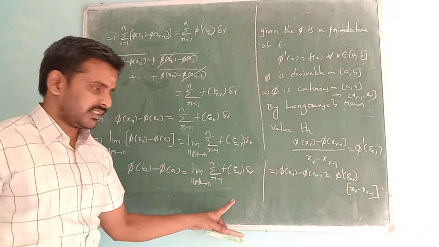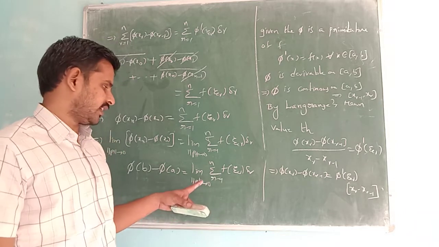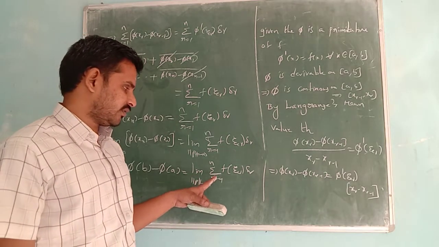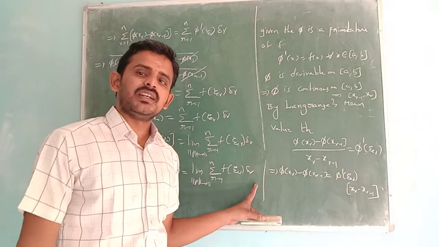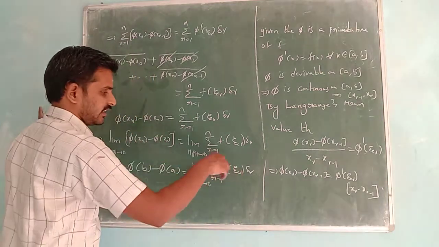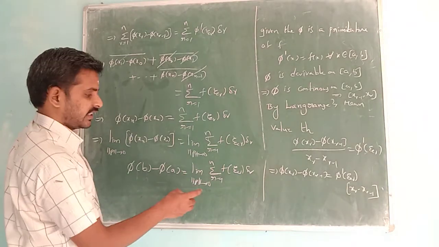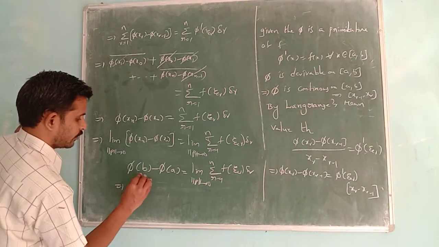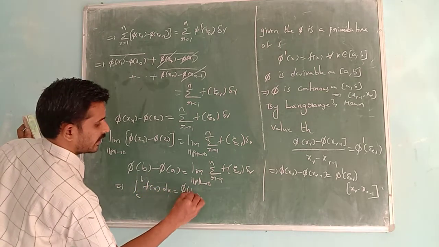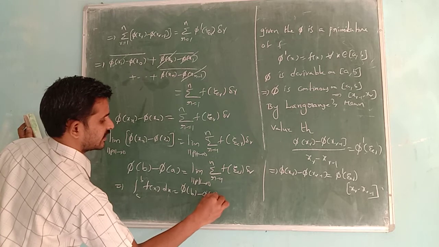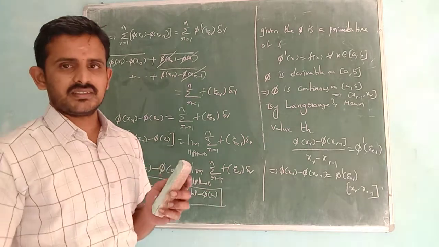This is the definition of Riemann integrable. From the definition, what do we write there? Limit as p tends to 0 of sigma, r running from 1 to n, f of xi_r delta r equals the integral from a to b of f of x dx. So we can write in place of this the integral from a to b of f of x dx, that implies the integral from a to b of f of x dx is equal to phi(b) - phi(a). This is the fundamental theorem of integral calculus.